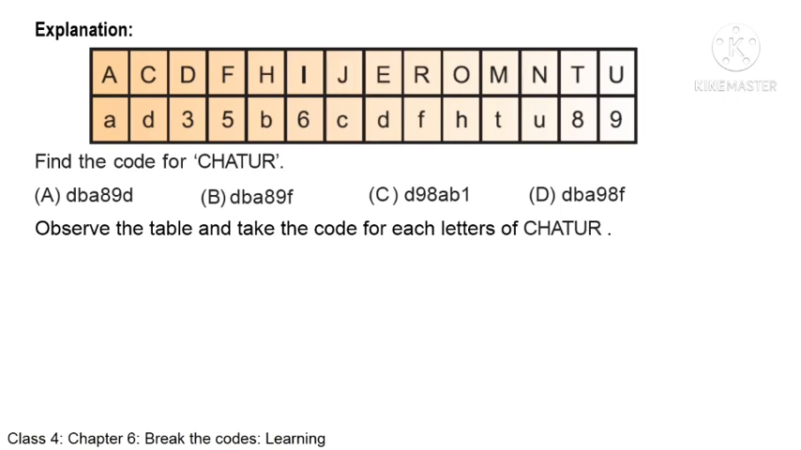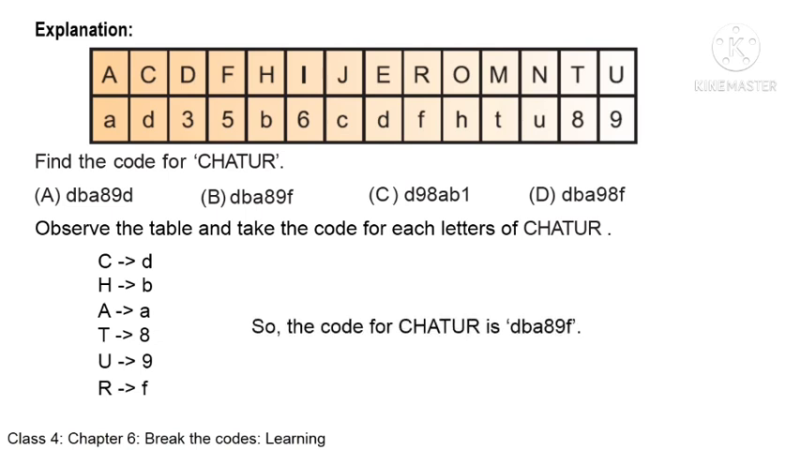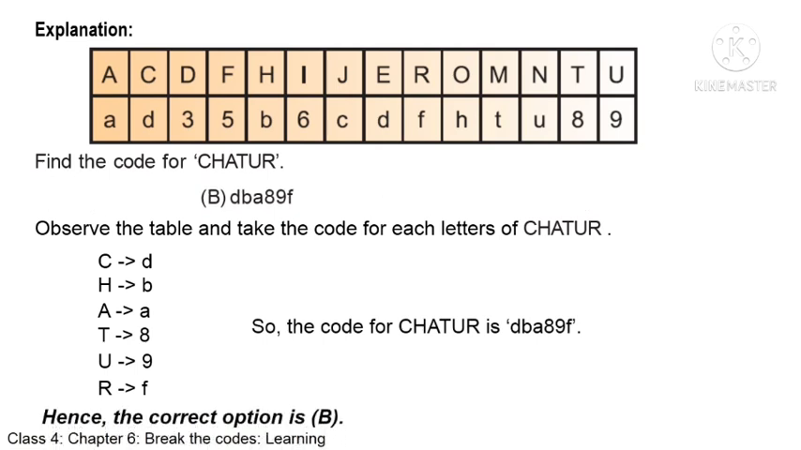Observe the table and take the code for each of the letters. C is for D, H is for B, A is for A, T is for 8, U is for 9 and R is for F. So the code for Chatur is DBA89F. Hence the correct answer is option B.